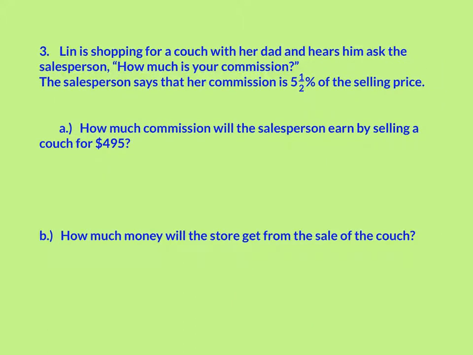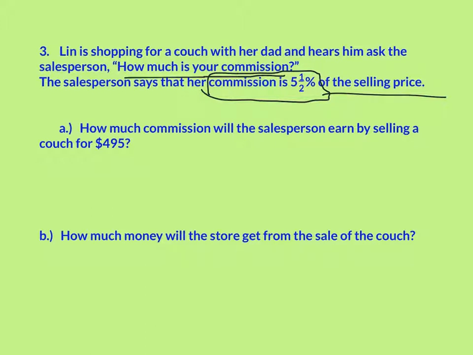Next, Lynn is shopping for a couch with her dad and hears him ask the salesperson, "How much is your commission?" The salesperson says that her commission is 5.5% of the selling price. Now, hopefully you remember that the commission is the amount of money that the salesperson makes on the item they're selling you. Or if you're a salesperson, it's how much money you might make for selling a particular item.